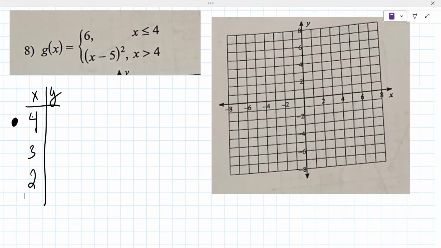It means the output is always 6. Yeah, the output is always 6. So what is the y value here? The y value is going to be 6. Okay, what is the y value for 3? 6. All right, so go ahead and graph this on your own, please.